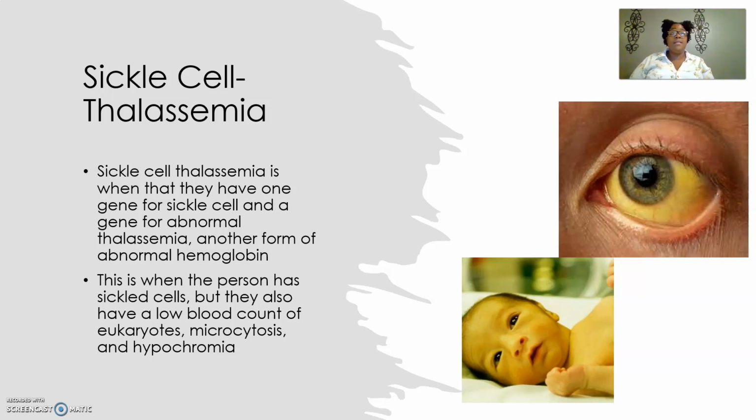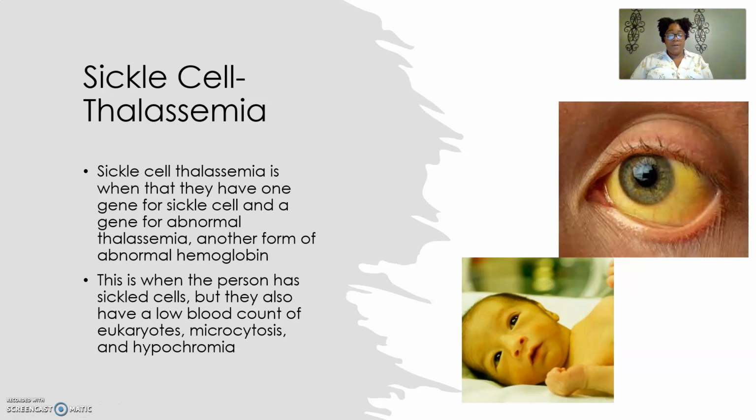Microcytosis is basically when the cells are smaller than normal. The erythrocytes are smaller than normal, and hypochromia is when they are paler than normal, so they have a pale color. Thalassemia affects liver function, and whenever liver function is affected, you can have a buildup of bilirubin. This is why these people have a yellowing of the skin and the eyes, and this is called jaundice.